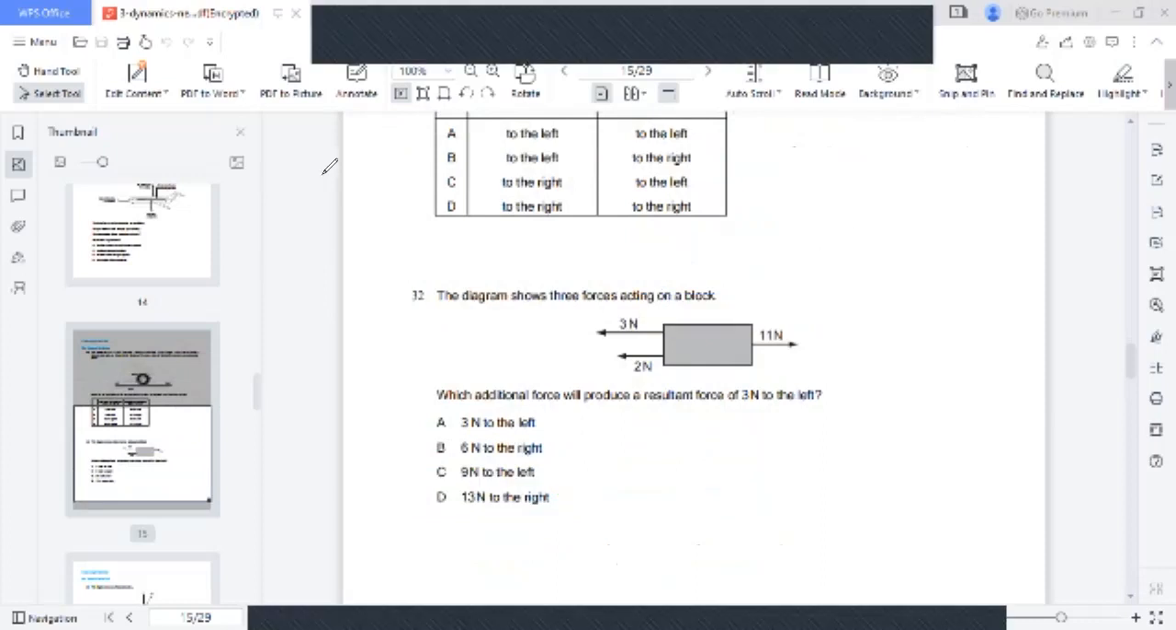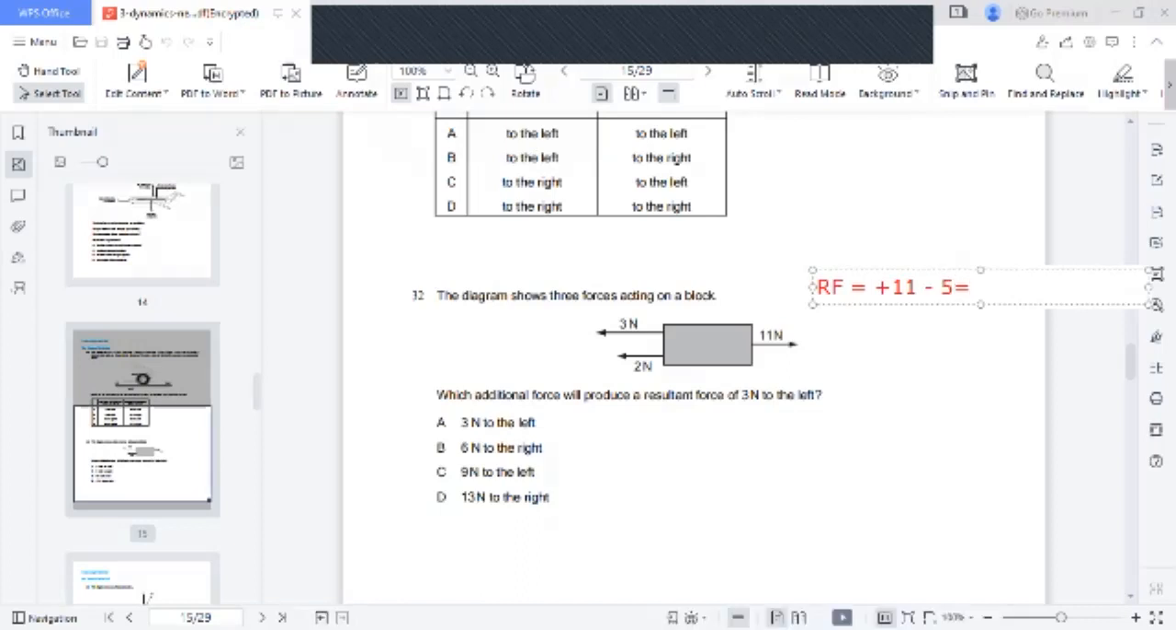Okay, the diagram shows three forces acting on the block. Which additional force will produce a resultant force of 3 newtons? So which additional force will provide 3 newtons force? So let's consider the total force right now. Currently 11 newton is acting along the positive x-axis direction, and 5 newton is acting along the negative x direction.